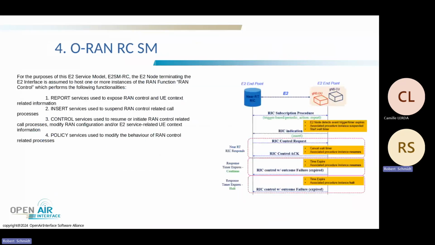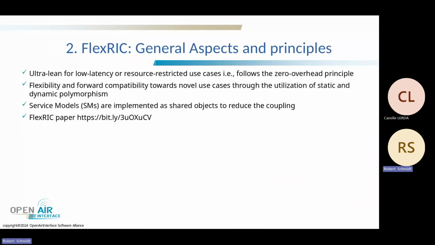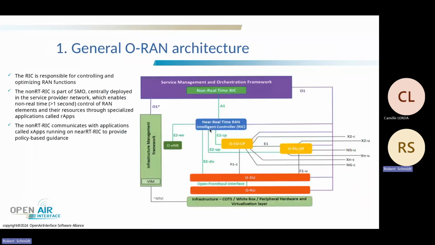But for the RAN control service model, there is actually a specified service model which is called cell configuration and control, I believe, CCC. Which basically gives you the same interface that you would also get on the O1 interface. If we go back to the beginning, we said that there is this near-real-time RIC with the E2 interface, but on top you have the SMO, the service management and orchestration, which has yet another interface, O1, to talk, and the CCC gives you similar information to what O1 gives you.